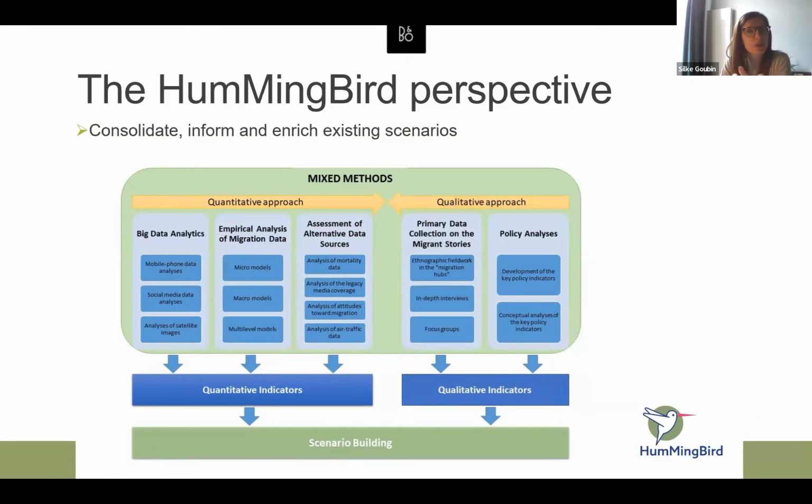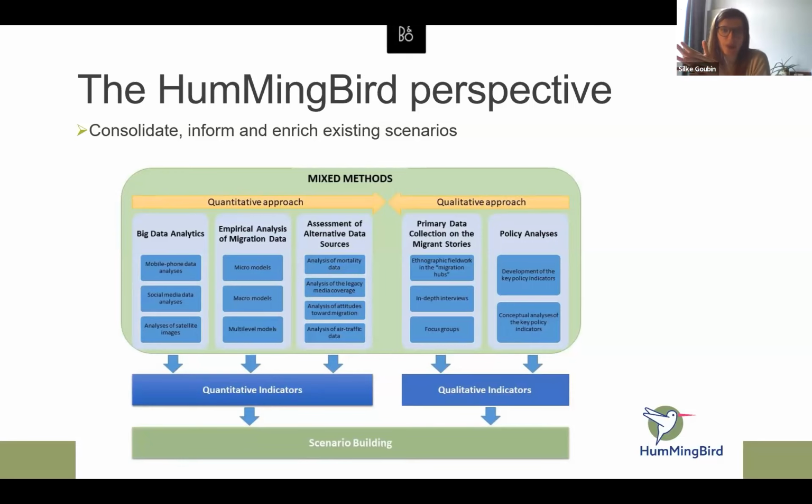Content-wise, there are a lot of points right now that are not included in scenarios, but that are key to migration, such as migration hubs, such as the role of migration networks, looking at shocks and how to potentially predict shocks, looking more into policy effects, media effects. Some migration scenarios that currently exist have some of these elements, but often they are overlooked.